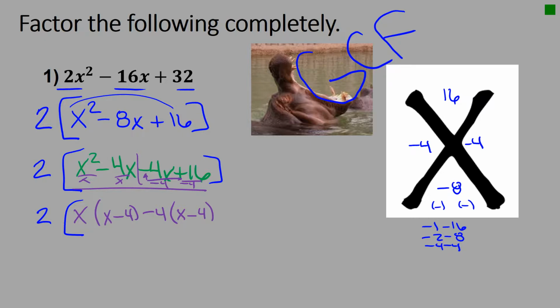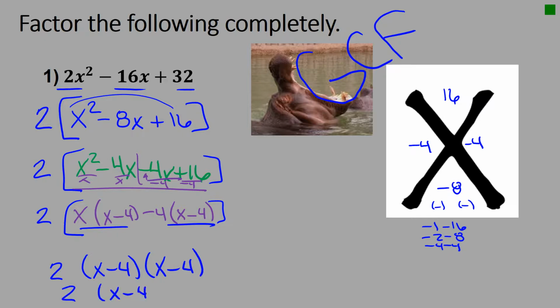Need my blue again. I know, Noah, this is driving you crazy. Bring the 2. What do these two have in common? x minus 4, and then another x minus 4. You can write this as 2 times x minus 4 quantity squared, or you can just leave it as x minus 4, x minus 2.